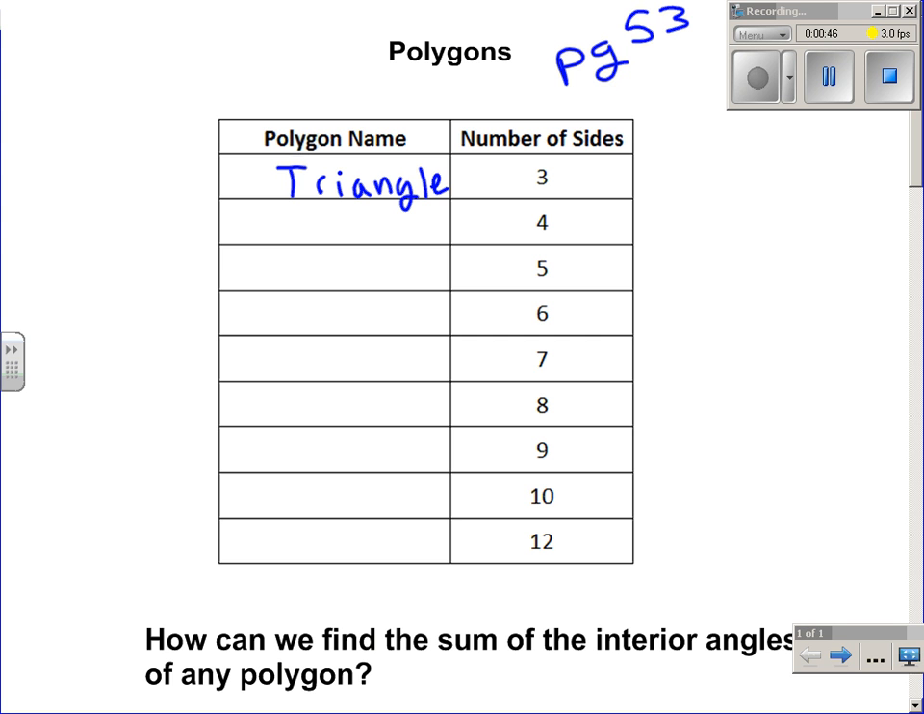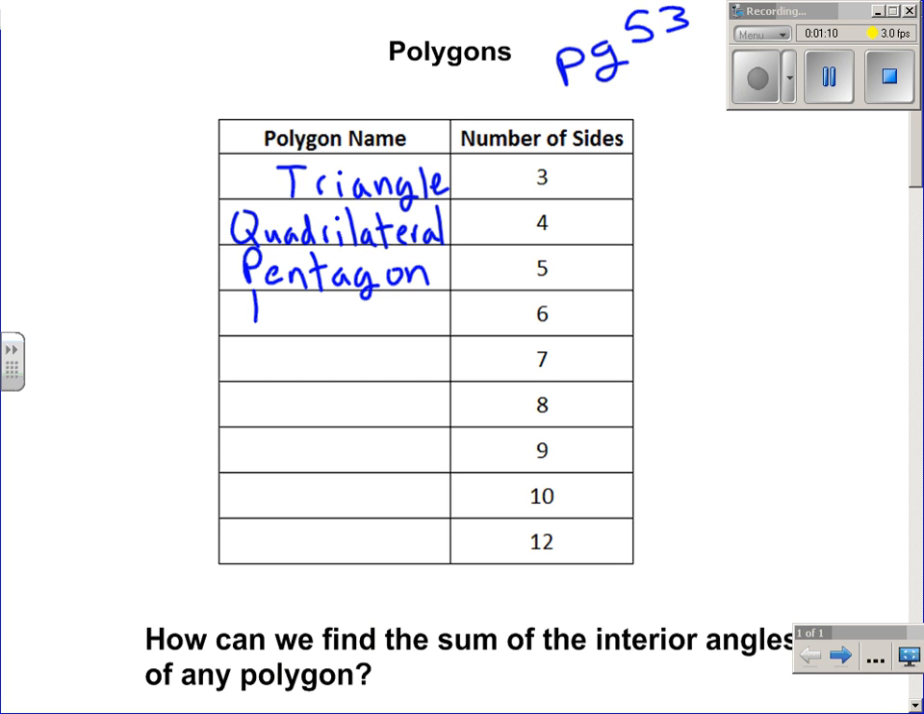And the prefix, the first part of the word, typically is what tells us. So triangle, the tri means 3. For 4, the abbreviation is quad, and then you finish it with lateral: quadrilateral. 5 is going to be pentagon, like in Washington, the Pentagon building.